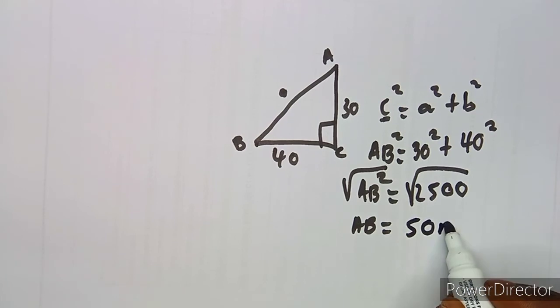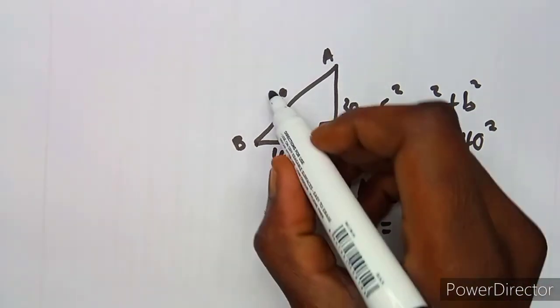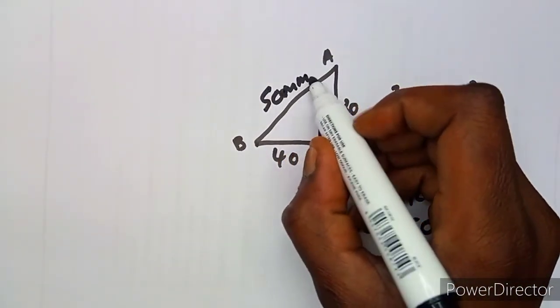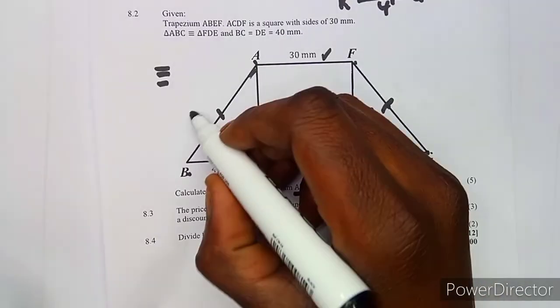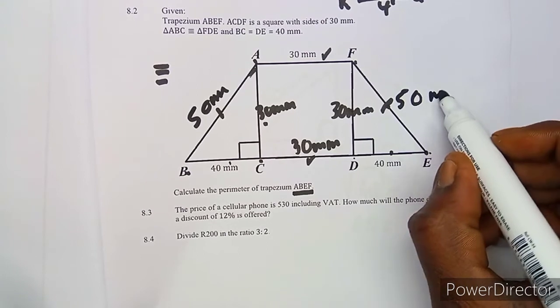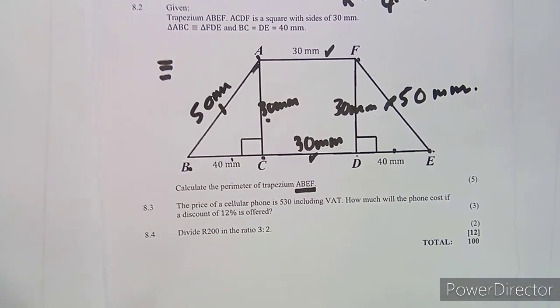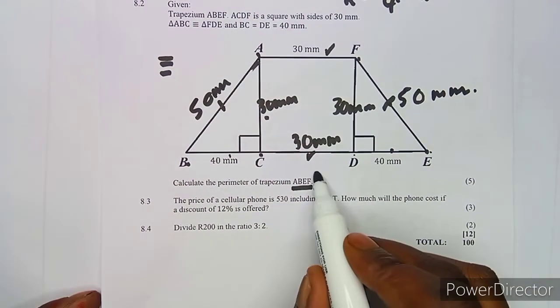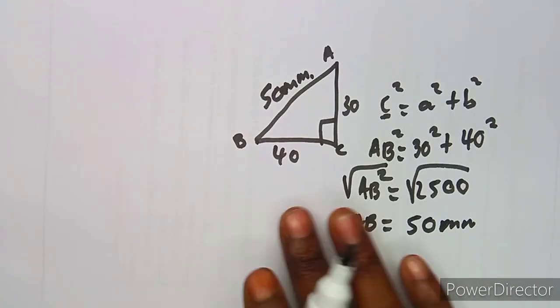This one is in millimeters. So this will be 50 millimeters like this. That's our AB, so you've got 50 millimeters here and 50 millimeters here. Therefore now the perimeter can be determined, because perimeter is simply the distance right around the shape.